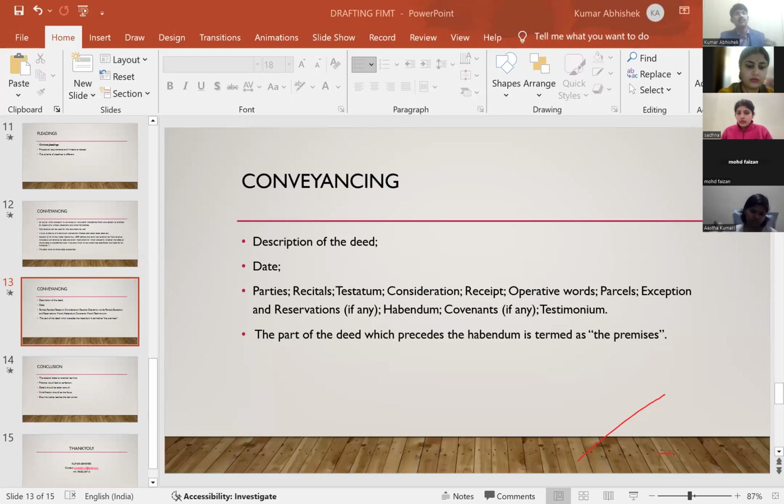Then the property is described, and finally, you put in that in the witness of so and so, this agreement has been signed between these parties, and then the parties sign, and then the witnesses sign, and this can be either registered or unregistered. Similarly, if I would like to show you some drafts of pleadings, most of you who would have interned in courts would have seen this.